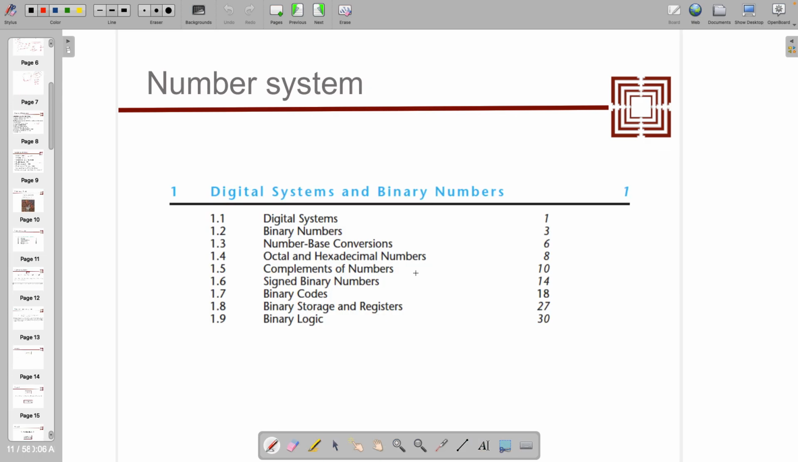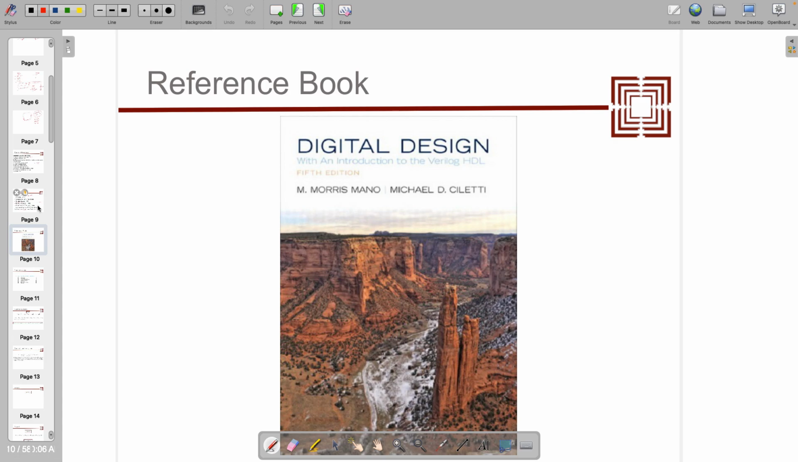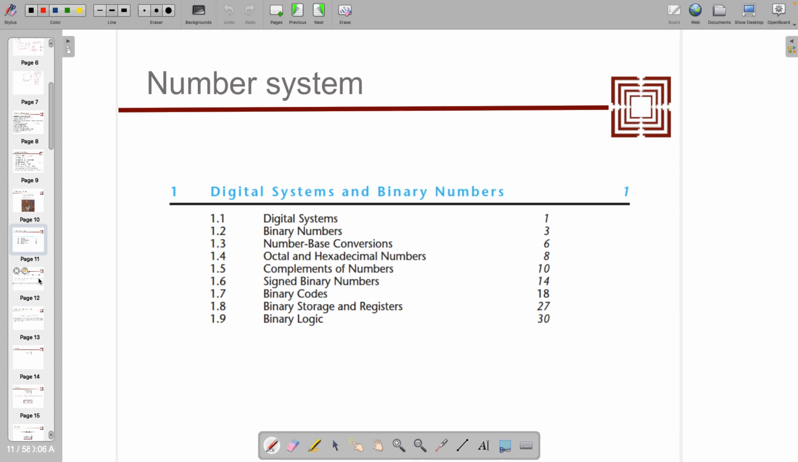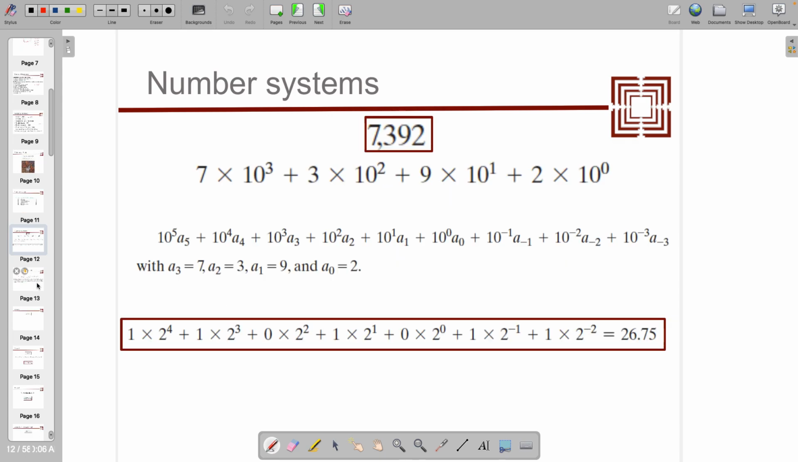So the first topic or the first chapter of the course is number system. It has various topics. Whatever you are seeing in my slides, actually it's all originated from this book, right? Or some things have been taken from here also. So these are from there only. Let's start from the first thing. Let's assume that there is a number system, 7392.